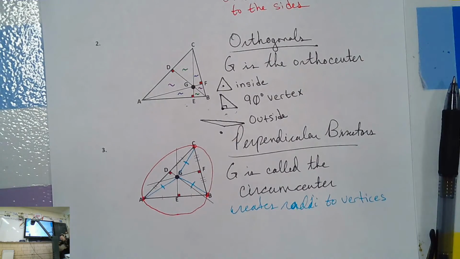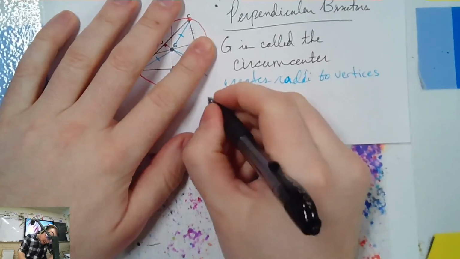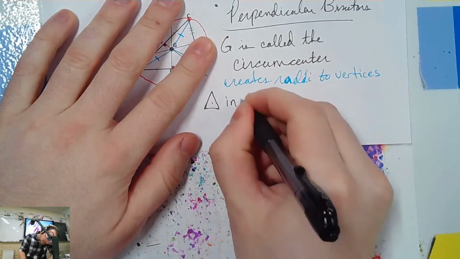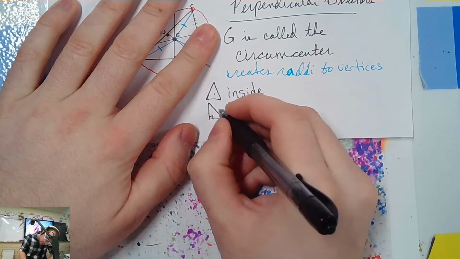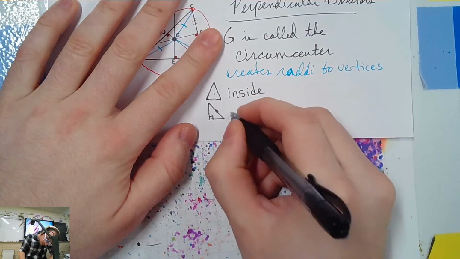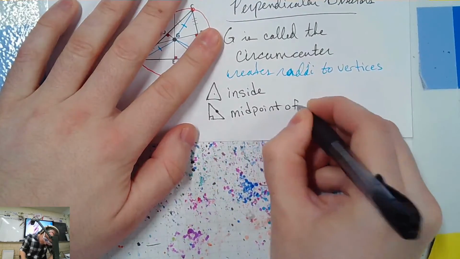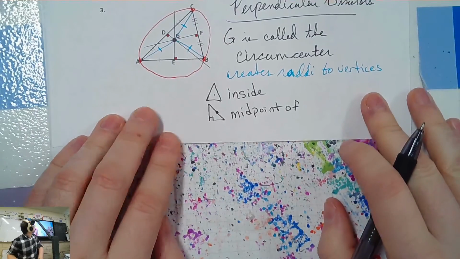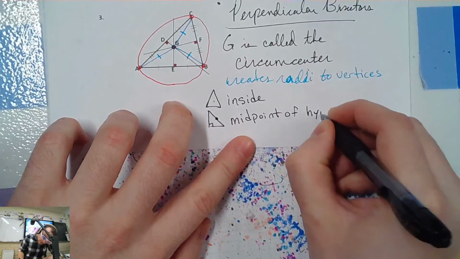Let's write that down. Acute, inside. 90 degree, it ends up on the midpoint. Which one is this? Perpendicular bisectors, the orthocenter, or the circumcenter. Midpoint of hypotenuse.